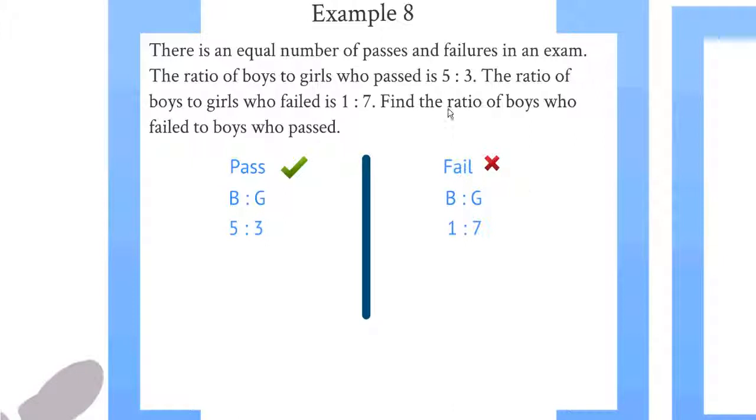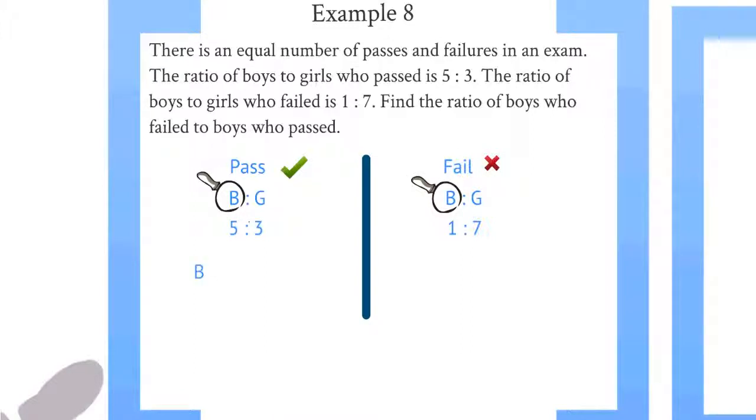And we look at this question, they want us to find the ratio of boys who failed to boys who passed. So they're interested in these two. The boys who failed, right? And there's a 1 here, 1 unit, and the boys who passed is represented by 5 units.